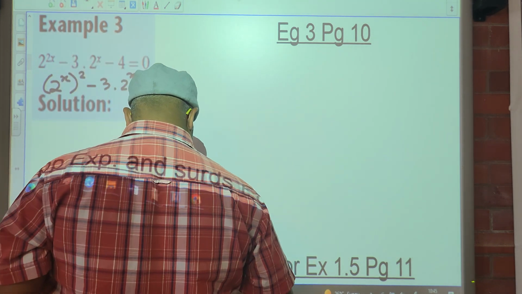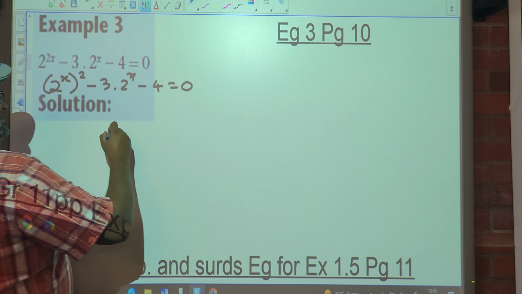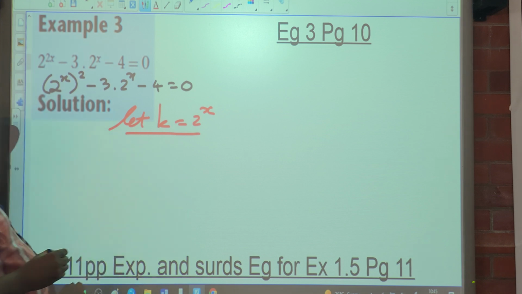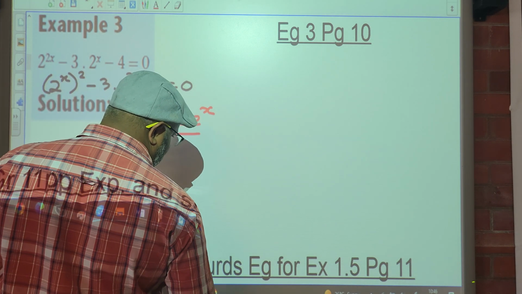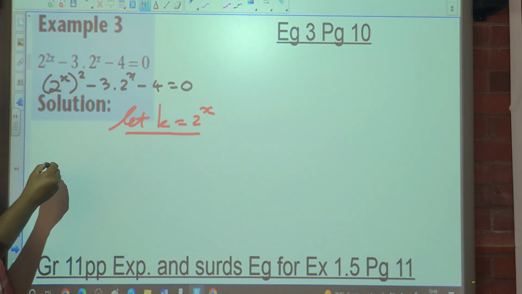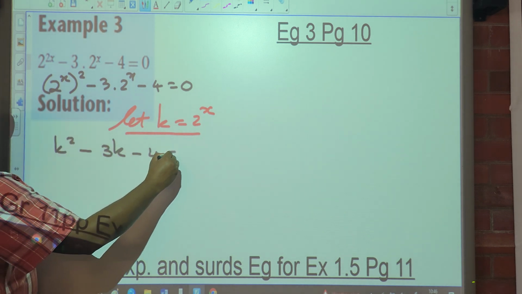So, we now introduce a variable to make the sum a bit easier to work with. Okay? So we say let k equal 2 to the x. This is what we call k substitution. You could have let 2 to the x be an a or p or z or whatever. I just use k, and k is most often used. So if wherever I see 2 to the x, I represent it with k, what would this equation now read? k squared minus 3k minus 4 equals 0.